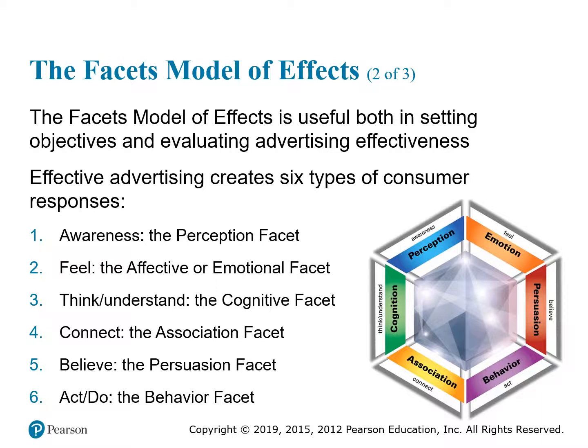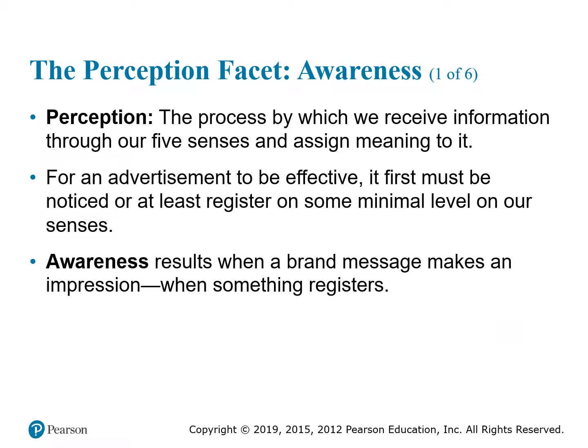First, it's awareness, the perception facet. Then we feel something, that's affective or emotional. Think and understand is the cognitive part of it. Connect with the brand, that's the association. Believe is the persuasive part of the facet. And then finally, number 6 is our behavior, which is the act and the do. So we're going to go through these a little bit.